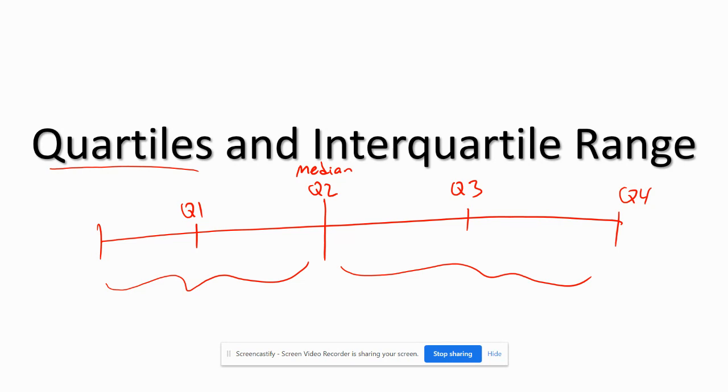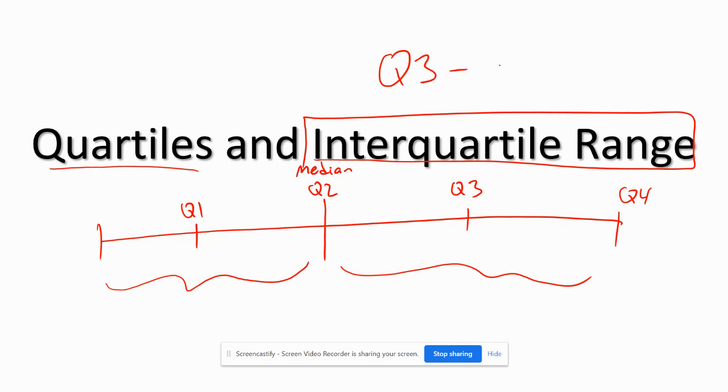That's the same thing we're going to be doing with our data. We're going to put our numbers from small to large, but we're going to break it into quarter one, quarter two, quarter three, and quarter four. We're going to break it into quartiles, into quarters. Now, interquartile range, what I'm going to be asking is, what's quarter three minus quarter one?